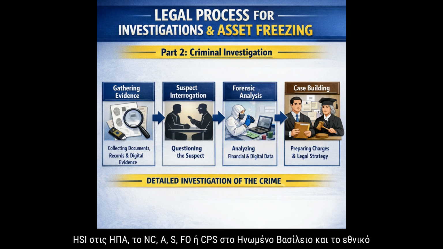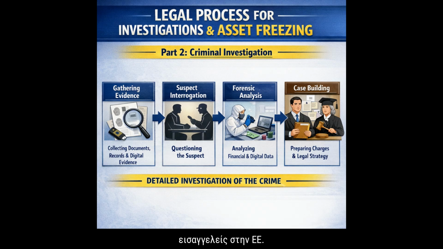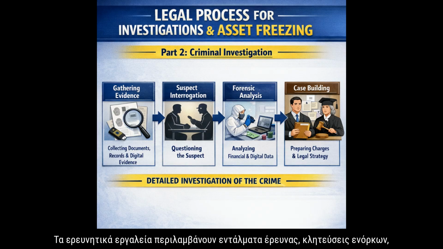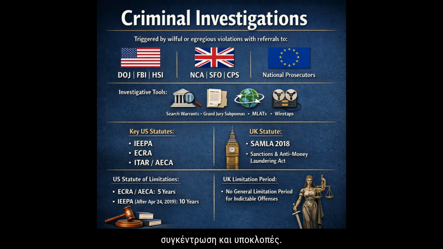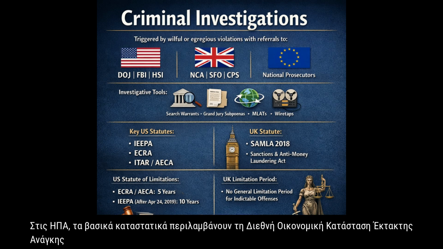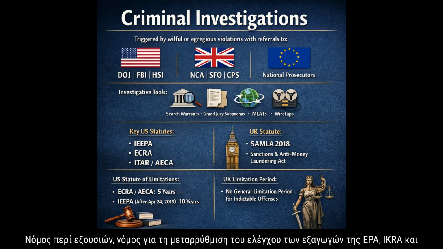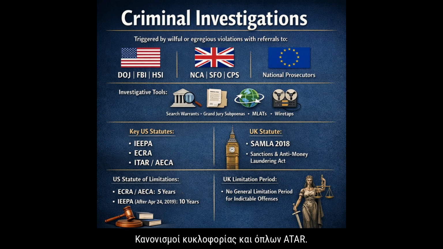the US, the NCA or SFO, or CPS in the UK, and national prosecutors in the EU. Investigative tools include search warrants, grand jury subpoenas, mutual legal assistance treaties, MLATs, for cross-border evidence gathering, and wiretaps. In the US, key statutes include the International Emergency Economic Powers Act, IEEPA, Export Control Reform Act, ECRA, and International Traffic in Arms Regulations, ITAR, under the Arms Export Control Act, AECA.